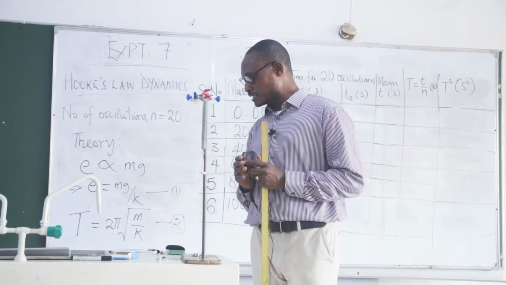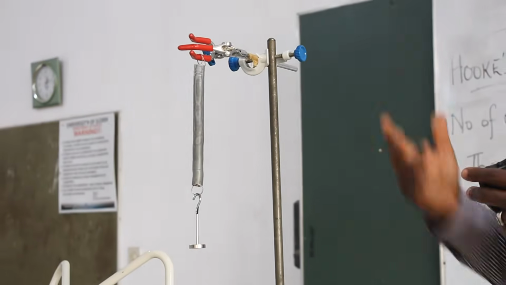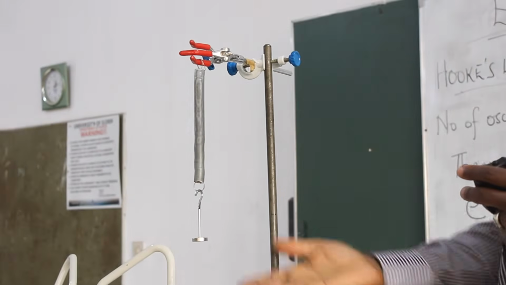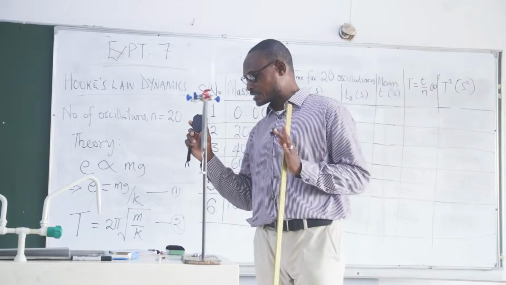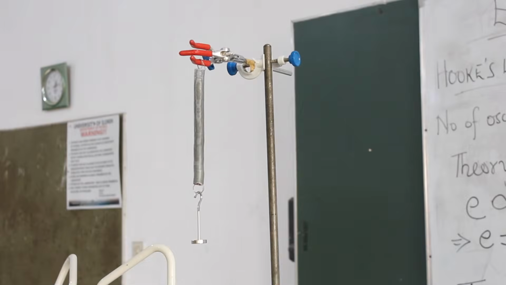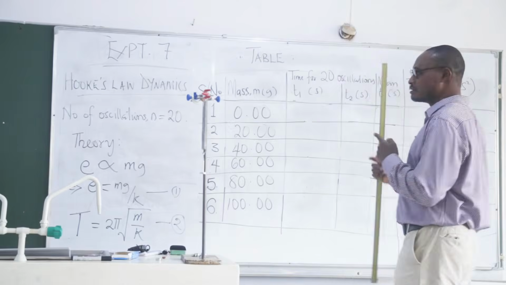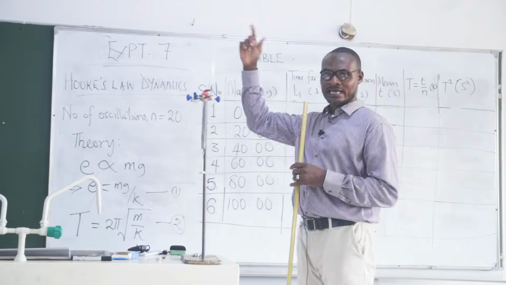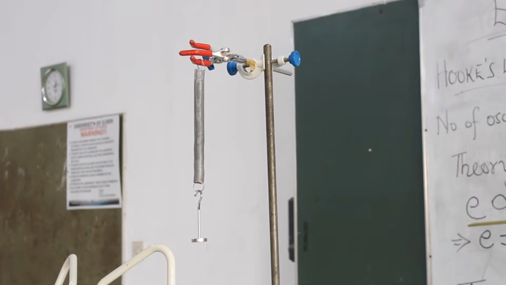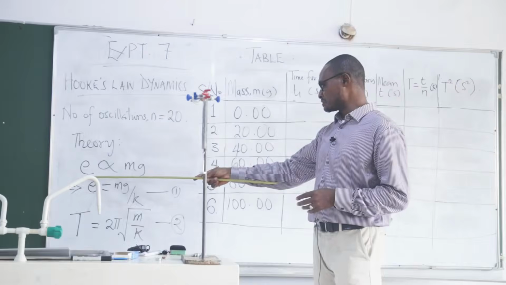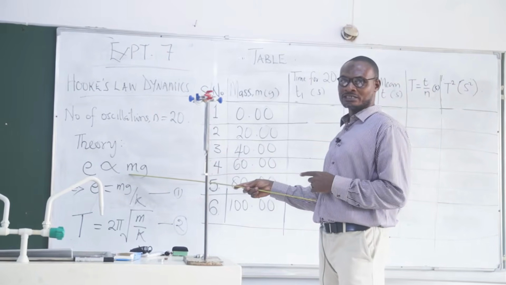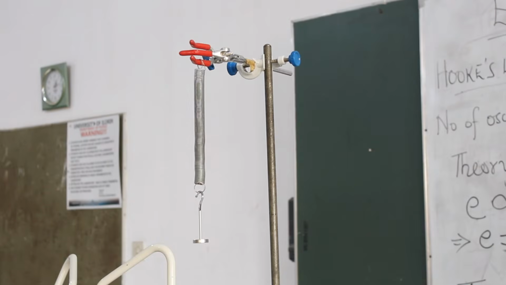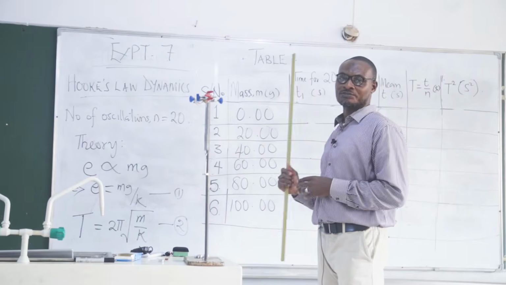Then the apparatus we need for this experiment is a Newton stand, spiral spring, masses with mass hanger, and a stopwatch. So those are the things that we need for this particular experiment. Now, before going to that, Hooke's law that we stated earlier corresponds to this one too, which is represented by equation 1. The extension is proportional to the force that's causing the extension of the spring, which implies that the extension is equal to mg all over k, where k is the spring constant.